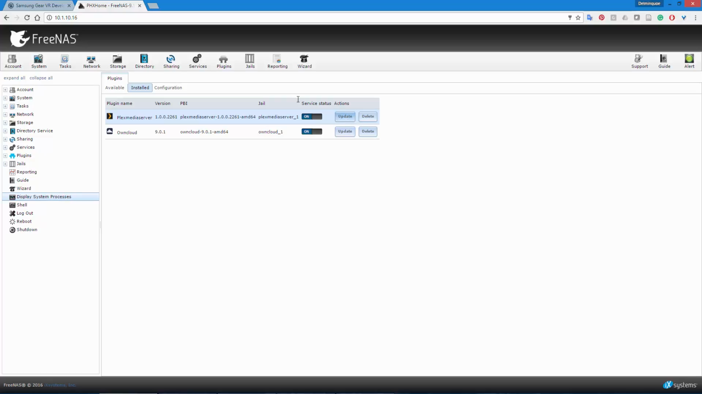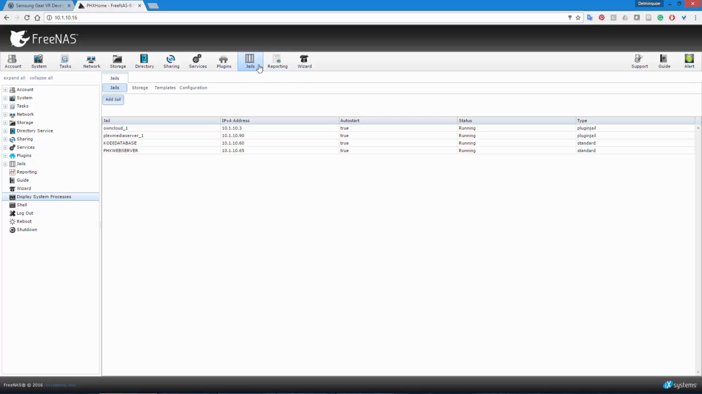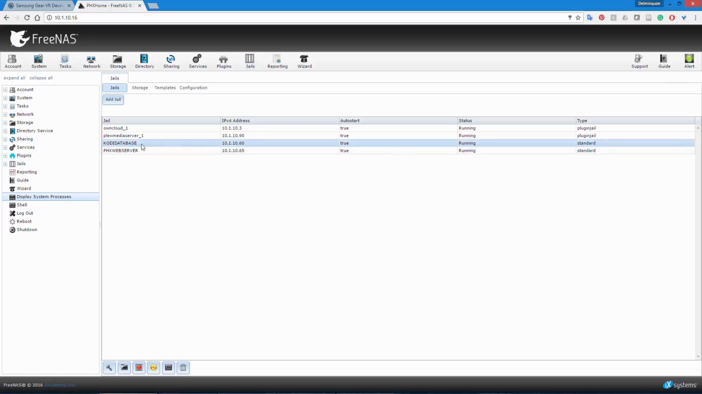So the other thing that I'm running in here, if I look at my jails, and the jails are kind of the plugins, right? So for every plugin, there'll be a jail. And you can see right now I have an OwnCloud jail, I have a Plex Media jail, and I also have a Kodi database jail and a PHX web server jail. Now, the PHX web server is basically doing what it sounds like. It's running a web server on my Freenas box. And then I'm also running a MySQL database on my Freenas box. All of these things are running at the same time.